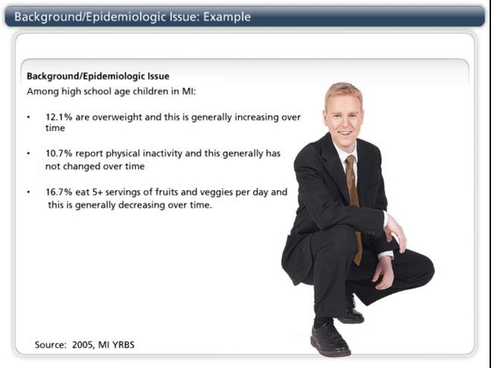The background can also identify trends as well as subpopulations at highest risk. For example, 12.1% are overweight, and this is generally increasing over time. Prevalence of overweight children is higher among 10th graders, males, minority race and ethnicity, especially African American, and those with poor grades in school.